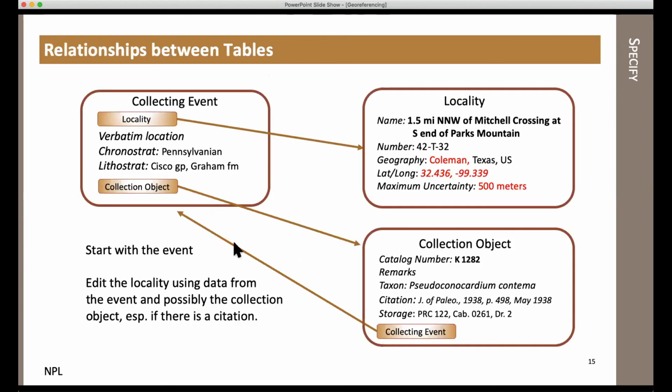So here's basically how these tables in the database are related to one another. There's a collecting event, which has a pointer off to this locality, which has a name. It may or may not have a number. It has a geography, a latitude and longitude, and an uncertainty. And the things we're typically trying to fill in here, we want to make sure the county data is there, and we want to get the latitude and longitude and the uncertainty. We've also potentially got this other data, particularly about the formation, which might or might not be useful. And then there's a pointer to the collection object, and the collection object has its number, what its taxon is, and again, if we were very lucky, there's a citation here.